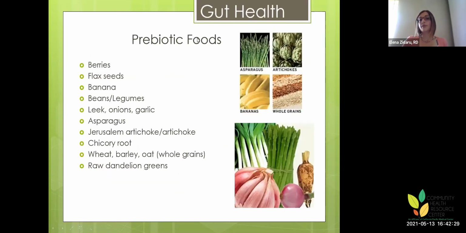And those are the main prebiotic foods, the foods that will have those fermentable types of fibers that the good bacteria, mainly Bifidobacterium, will feed on. Berries, flax seeds, bananas, beans, legumes, leek, onions, garlic. So anything in the onion family, asparagus, artichokes, chicory root, whole grains like whole wheat, barley, oats, and the raw dandelion greens. Those are the highest sources of prebiotic foods.